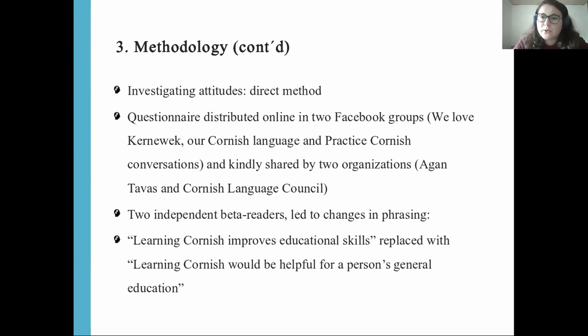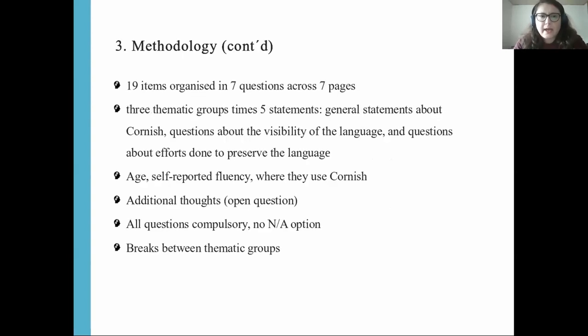So again, as in the previous study, I had statements that the participants had to rate using Likert scales from 1 to 4. And I will talk in the limitations part about how this may not have been the ideal choice, but more on that later. I also tried to organize the questions into three thematic groups according to what the questions were about. The first group of questions were general statements about Cornish, then came questions about the visibility of the language, and then questions about efforts done to preserve the language.